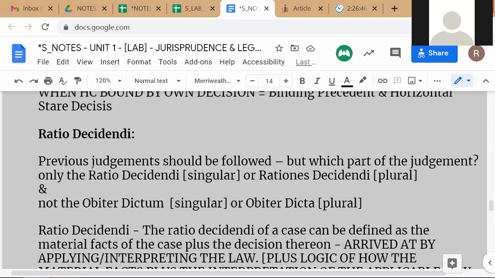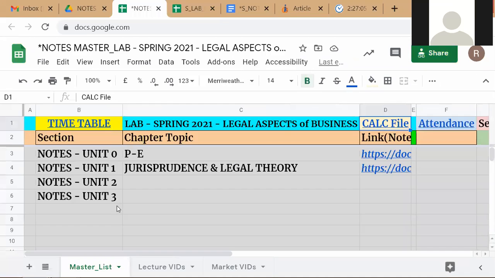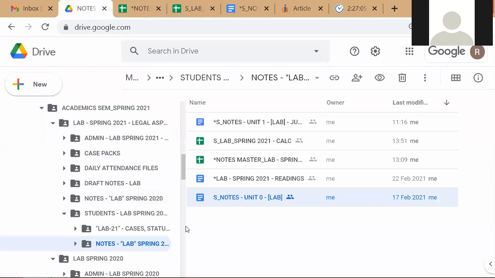So here there is a little bit of a further rule. There is something called the ratio decidendi, and we have something called the obiter dictum. We'll define what ratio decidendi is, and at this stage I would say you should go and look at your notes, but don't do it now, because I'll be teaching you something else, so focus on what I'm teaching you right now.